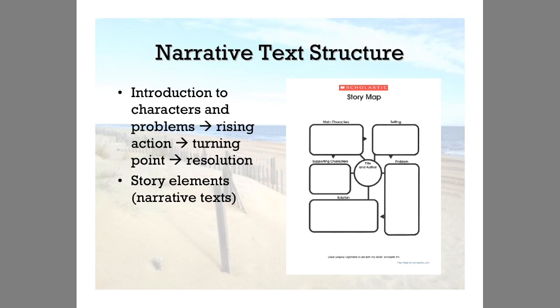And typically with narratives, you have particular elements that we call story elements that you can teach students to look for. For example, all stories are going to have characters. They're going to have a setting. They're also going to have a problem, or sometimes multiple problems that are faced by the characters. And we also have a solution to the problem. So these are different elements of a narrative text structure.